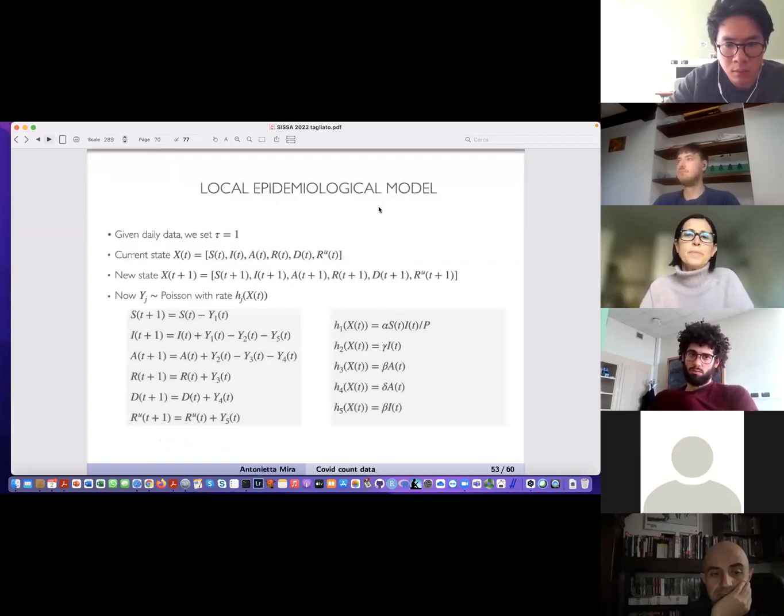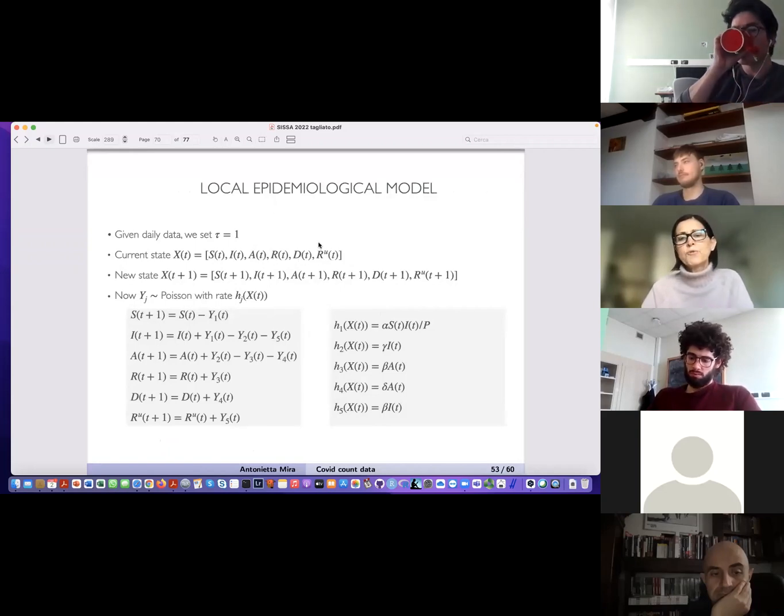So the local epidemiological model I just told you about basically tells us that for each country, we have a vector of susceptible, infected, active confirmed, recovered, deceased, and removed undetected. And to go from time t to time t plus 1 for each country, we have a Poisson distribution that tells us how those counts are increased or decreased.